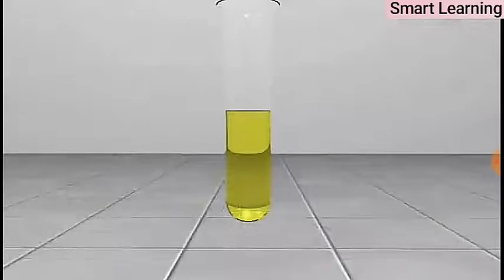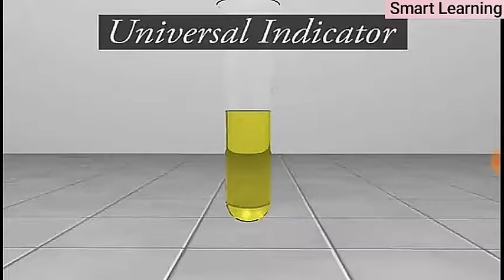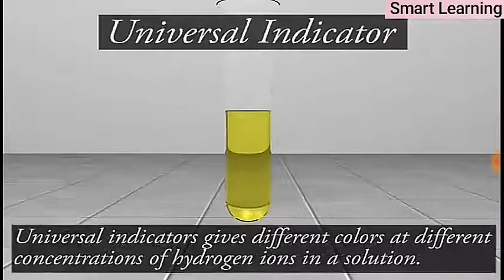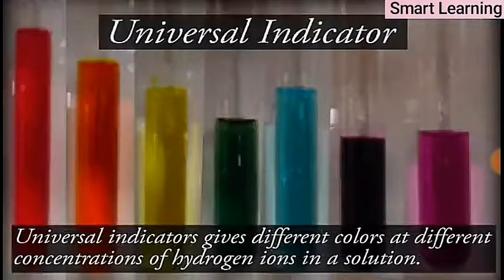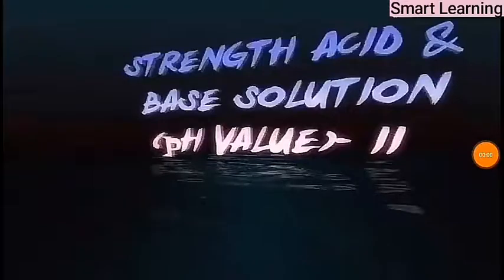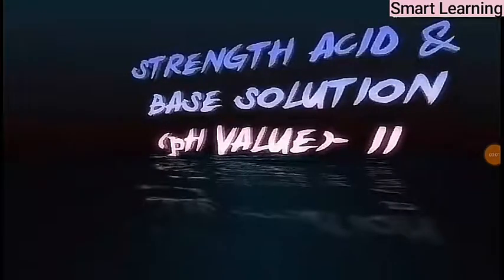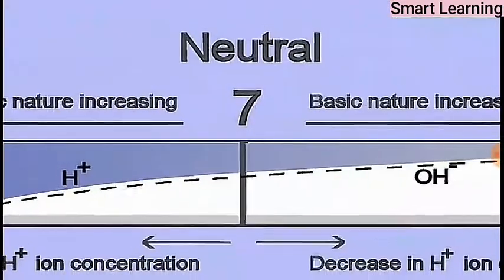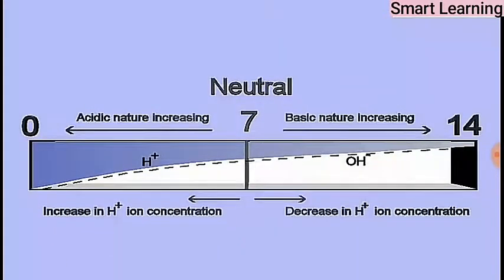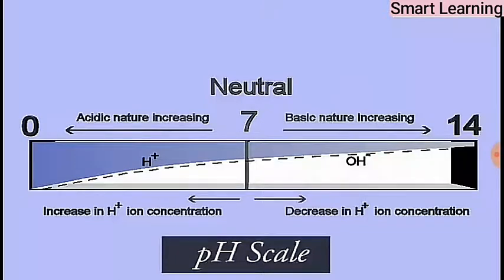To determine how strong a given acid or a base is, we make use of a universal indicator, which is a mixture of several indicators. This universal indicator gives different colors at different concentrations of hydrogen ions in a solution. Strength of acid and base solution, pH value, Part 2. We use a specific scale for measuring the hydrogen ion concentration known as the pH scale.